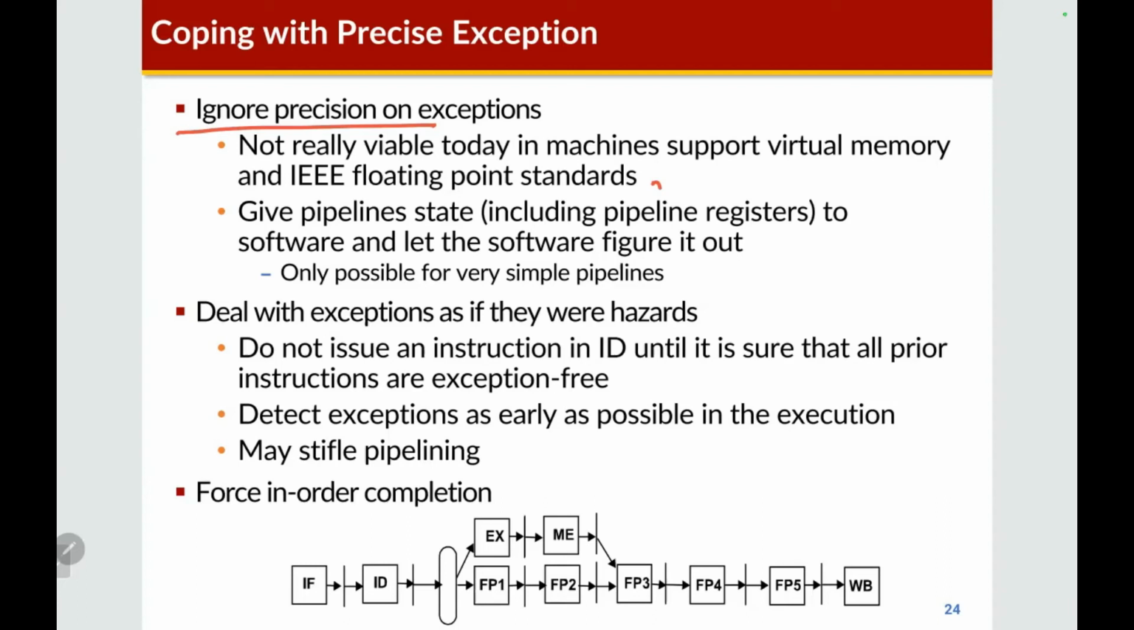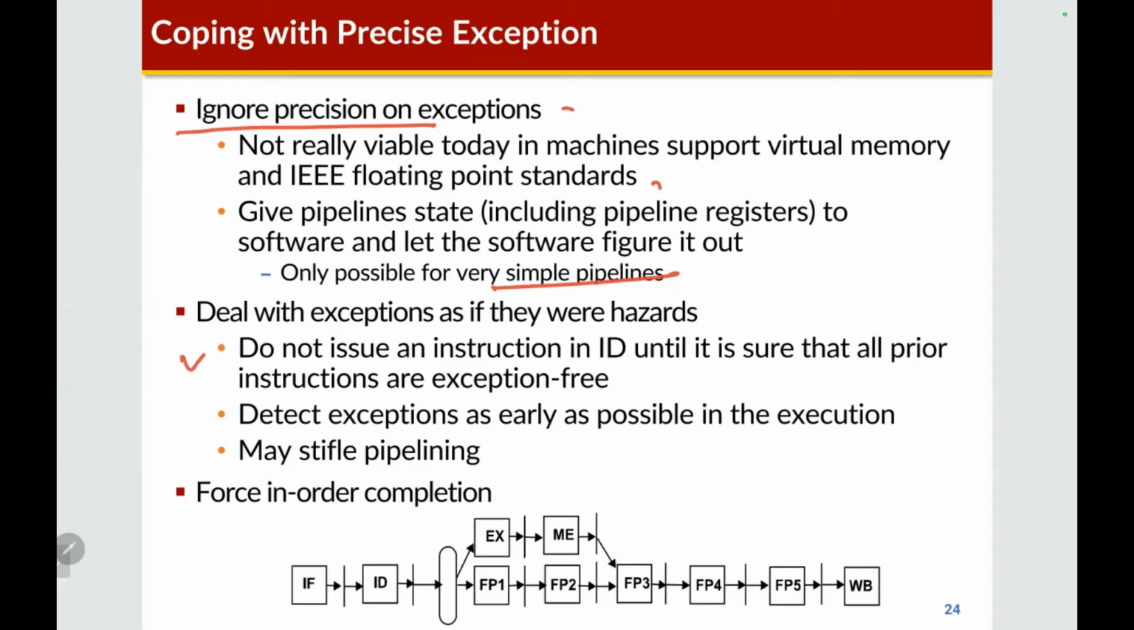It's not a good option either, because it is possible only for a very simple pipeline architecture. It's not a viable option in a complex pipeline architecture. So the first option is to ignore precise exceptions, but it's not a good option.